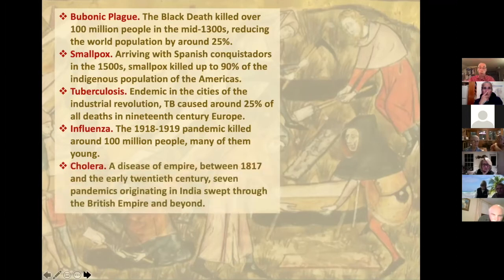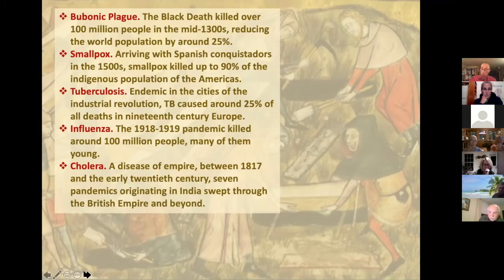Cholera, a disease of the British Empire emerging in the British colony of India. Seven pandemics sweeping throughout the international imperial connections, the shipping routes, the movement of military forces of the British Empire, killing with terrifying speed, literally a disease where you can be totally well in the morning and dead a couple of hours later.